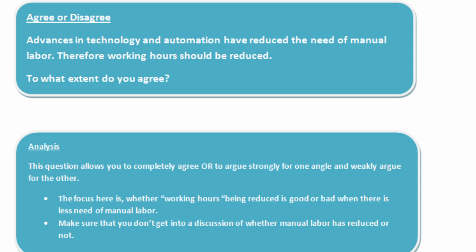The main focus is on the working hours being reduced. Okay, and you have to decide whether it is a good or bad idea. Make sure that you don't get into a discussion of whether manual labor has to be reduced or not. Okay, that's fixed. Here in this question, the first sentence is actually a fact that they are giving. So you need not address that, or you need not discuss whether it is true or not. It's a fact actually, and they're giving that fact.